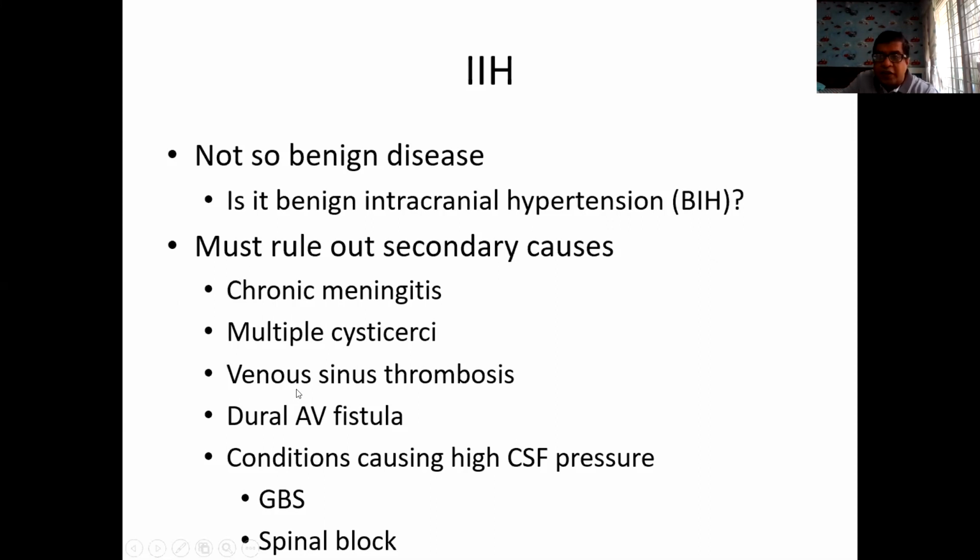Chronic venous sinus thrombosis, especially lateral sinus thrombosis, can present with a syndrome of raised intracranial pressure. Dural AV fistula, again, we know is an important mimicker of idiopathic intracranial hypertension. So one has to remember this. And in disorders where the CSF pressure is high, like GBS or spinal block, sometimes one can get raised proteins in the CSF, and that can cause papilloedema, and sometimes headache may be present. So it may mimic IIH in some of these patients. The mimickers are important for neurologists to know.